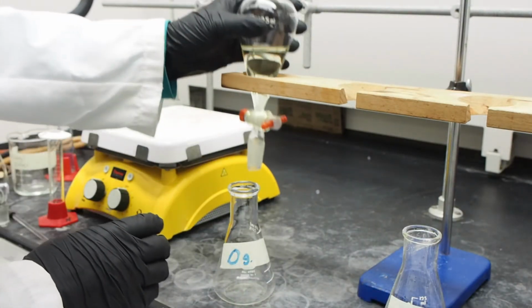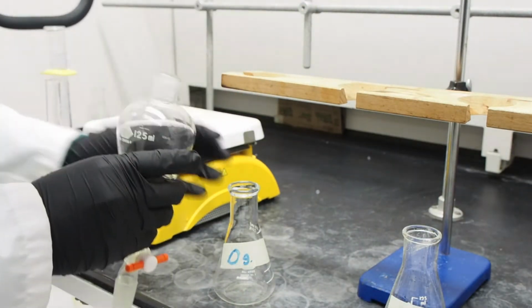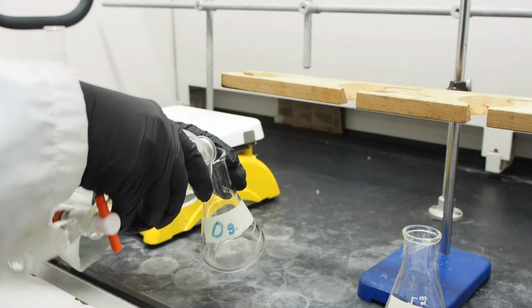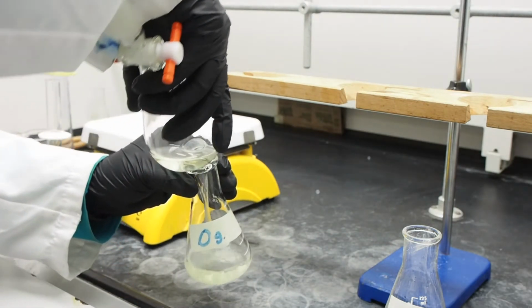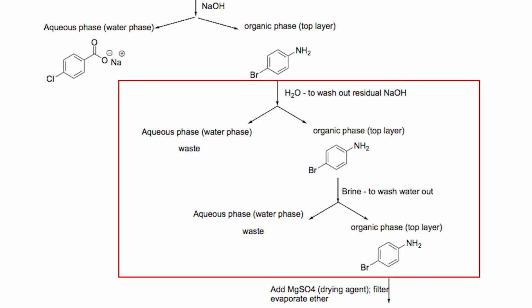Pour the ether layer through the neck into the flask labeled ORG. Put enough drying agent to cover the bottom. Leave it for 10 minutes.